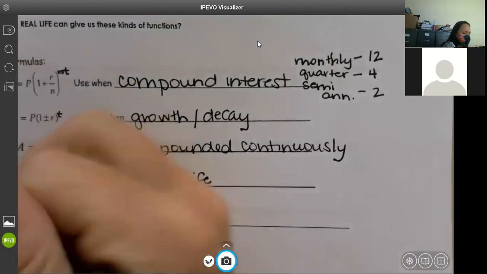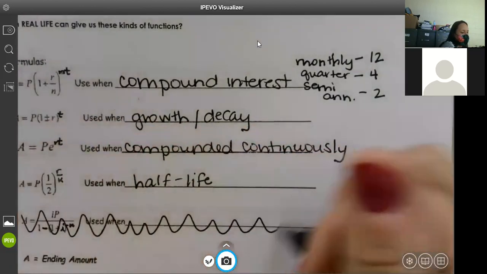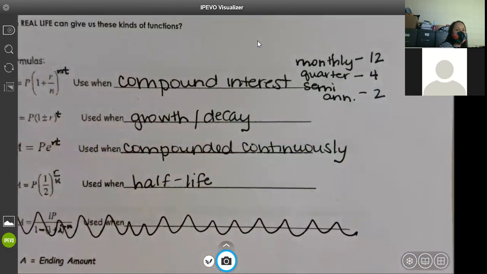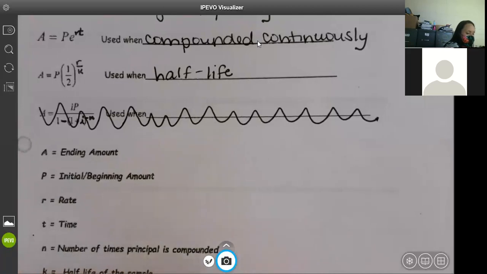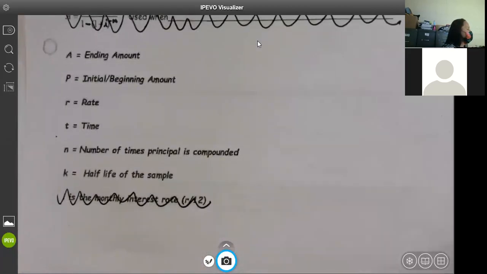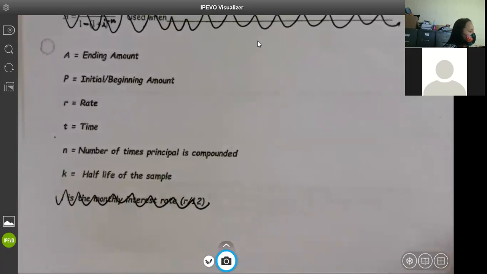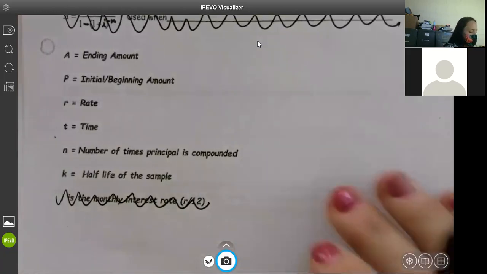We are not using this because this is dealing with mortgage and we're not doing it. So then at the bottom, it tells you what all these things stand for. A is your ending amount, P is your initial or your beginning amount, R is your rate, T is your time, N is number of times the principal is compounded, K is your half-life, and then we're not using the very last one, because that deals with that last formula. Okay. So there are your formulas. You can use those all day long. Okay. All right, I'm gonna flip it.